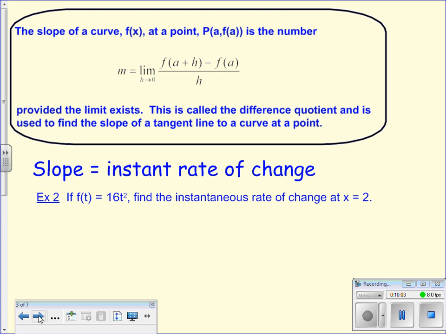Okay. So, the slope of a curve, f of x, at a point, P, A, f of A, is the number. The slope at a particular point. So if I have that curve, and we're actually going to be doing this here in a second, the slope at that particular value is the limit as h approaches 0 of f of A plus h minus f of A, all divided by h, as h approaches 0.